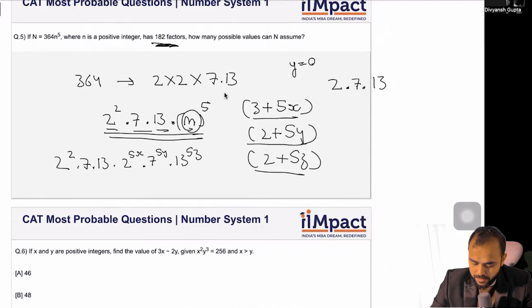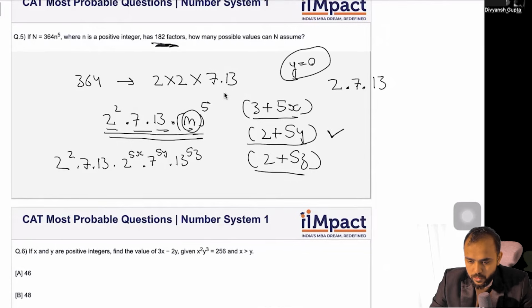So if I take 2 plus 5y as 2, you will get y is equal to 0. Now, can I take 3 plus 5x as 7? Because that will give you x as 4 by 5. But x will have to be an integer. So in this combination, 3 plus 5x cannot be equal to 7. So 3 plus 5x will have to be 13, or x will have to be equal to 2.